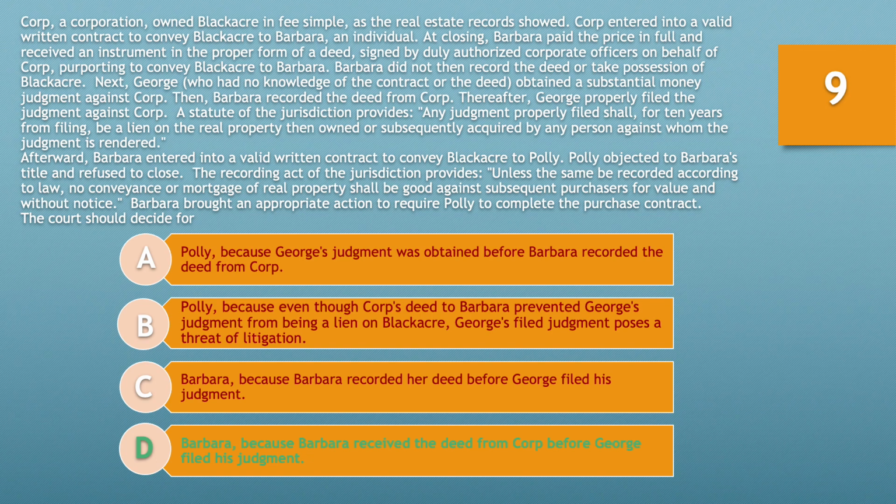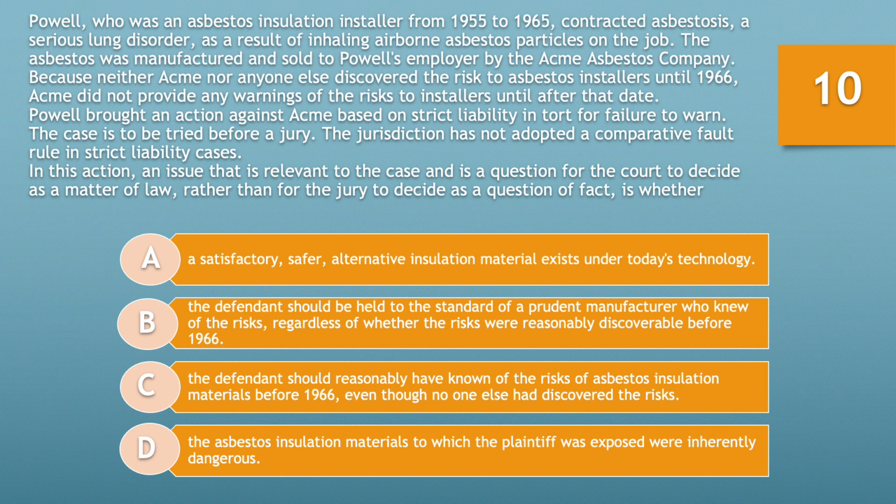However, none of this is relevant because another statute of the jurisdiction also provides any judgment properly filed shall for 10 years from filing be a lien on the real property then owned or subsequently acquired by any person against whom the judgment is rendered. Since Corp had already conveyed Blackacre to Barbara, it was not then owned when George filed his judgment against Corp. As such, the court should decide for Barbara because Barbara was the owner of Blackacre when George filed his judgment against Corp. Now let's look at question number 10, our last question in this grouping.